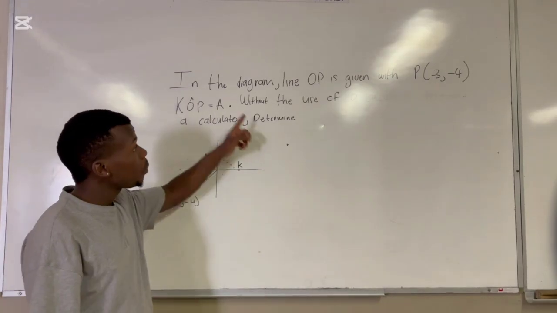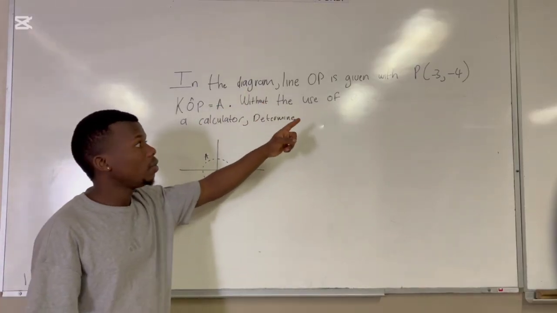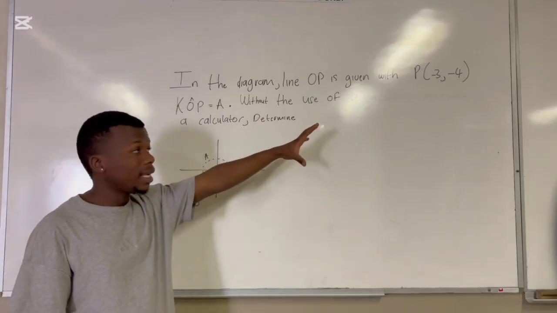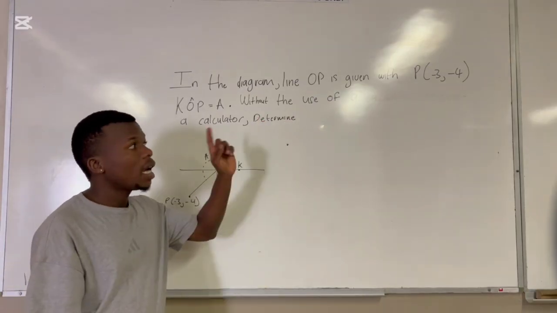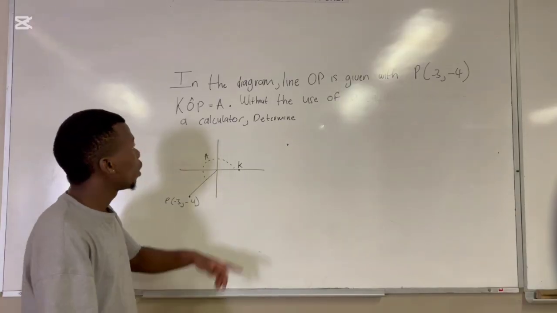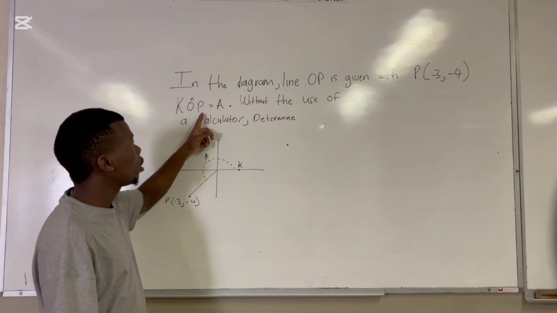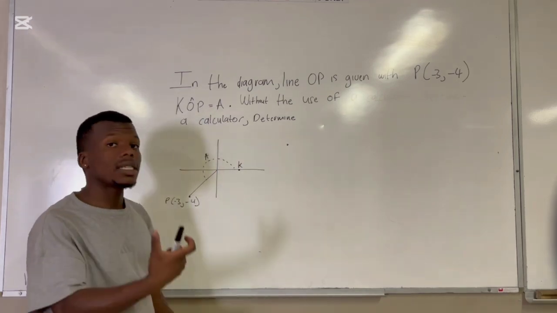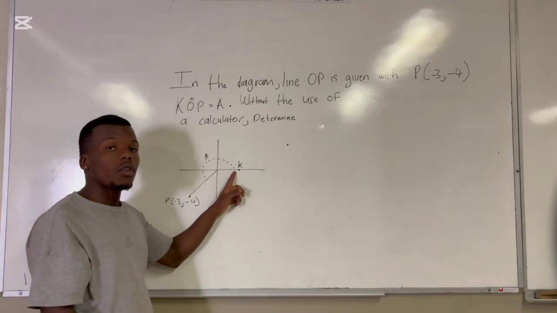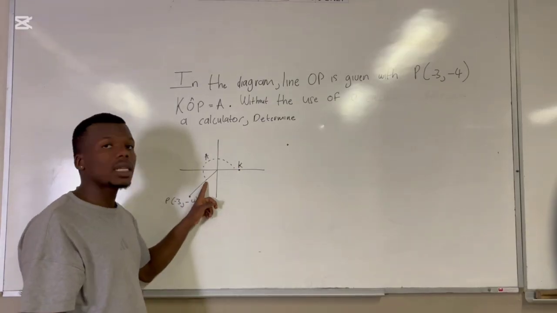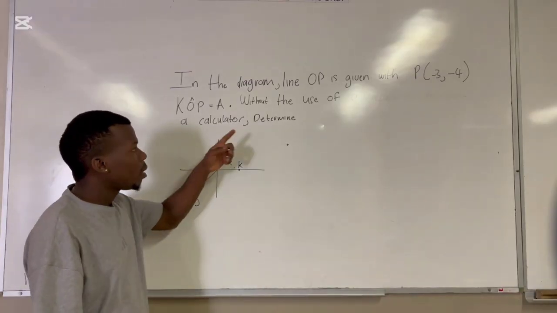We are given that in the diagram below, the line OP is given with the point P, of which the x coordinate is -3 and the y coordinate is -4. And then we have an angle here, angle KOP is equal to alpha, meaning they are talking about this angle from the x-axis up until this line. Now, without the use of a calculator, determine the following.